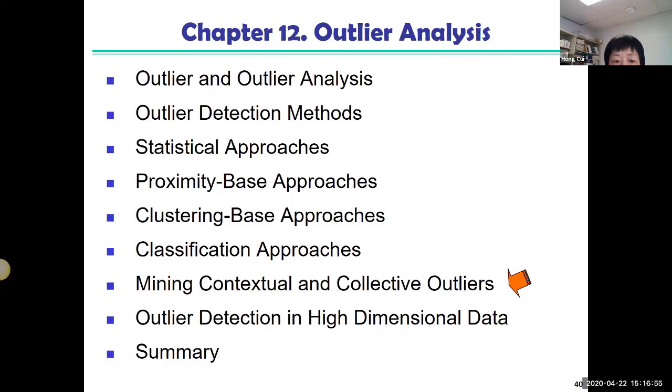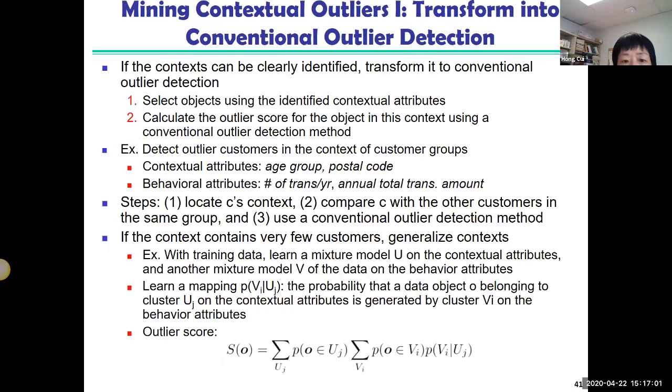So the next topic we're going to cover is to mine contextual and collective outliers. The contextual outliers, as we mentioned earlier, is the outlier that deviates from the majority of the objects within a context. So the idea is, if the context can be clearly defined, then we can transform it to a conventional outlier detection algorithm.